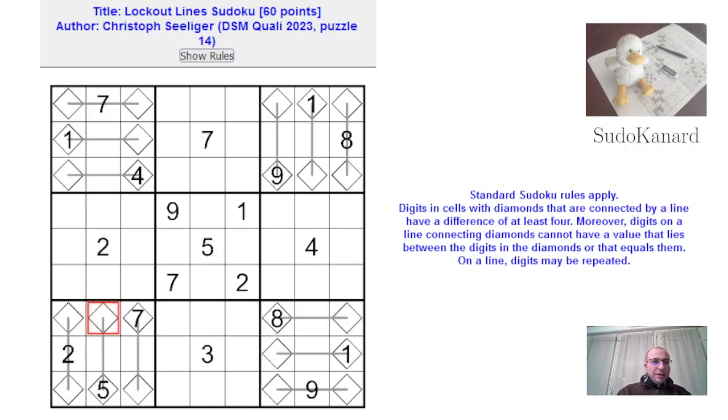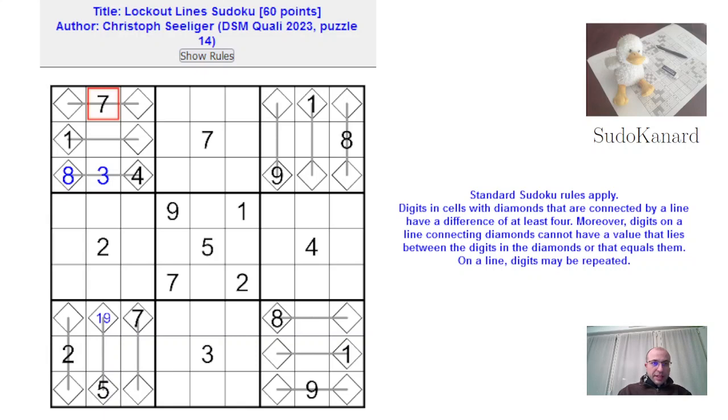Well, definitely digits like this 5 are very restricted because this must have a difference of at least 4 with this. So this must be a 1 or a 9. And this 4 here needs a difference of at least 4 with this. And knowing that 9 is here, this can only be an 8. And this must not lie between 4 and 8, so it must be either a 9 or 1, 2, 3. And looking at the given digits, it can only be a 3.